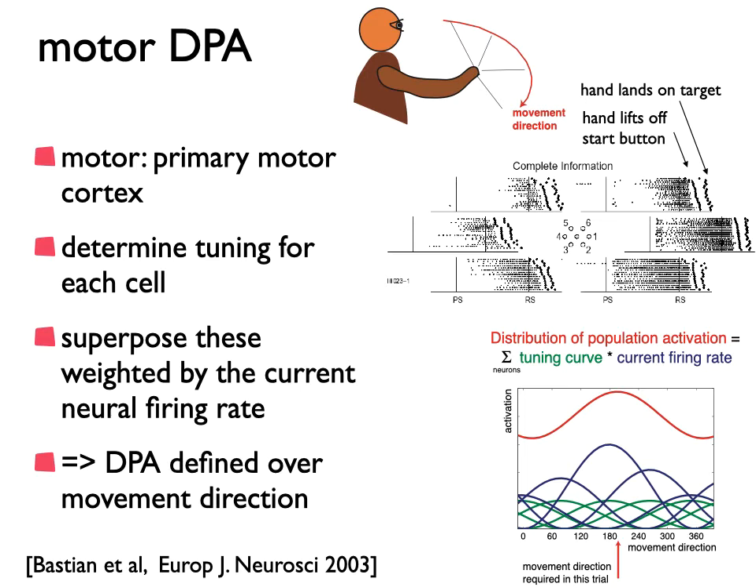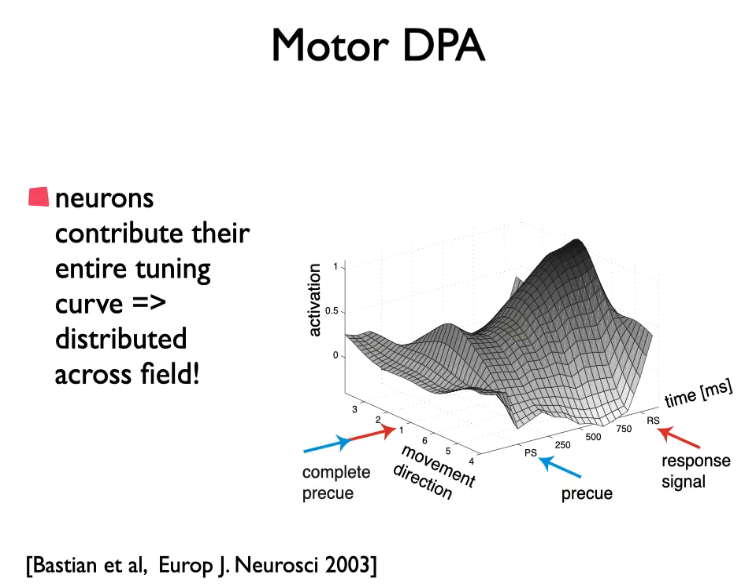Population representations can be constructed by taking the tuning curves, these green lines in this schematic representation, weighting them with the current firing rate of the neurons, and the sum of that will be that distribution of population activation. And here's an example of constructing such a representation when the monkey is given information about the upcoming movement at this point, and then a response signal arises at that point. You see there's some localized activation even early on, and then a peak grows, and that peak is ultimately specifying which movement will be done.